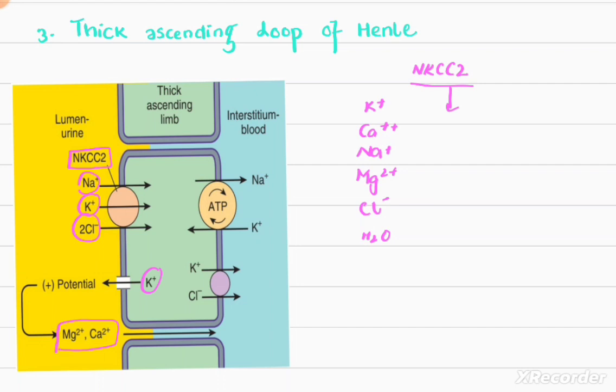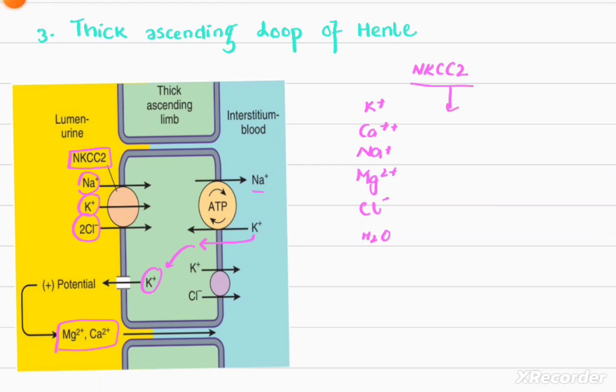Now when the sodium goes inside, it goes into the interstitium of the blood, and for one sodium, one potassium is transferred into the tubular cell. Now this potassium goes out and it causes the inflow of the magnesium and calcium. So inside we have sodium, magnesium, and calcium, and all these ions are being reabsorbed in the thick ascending loop of Henle.